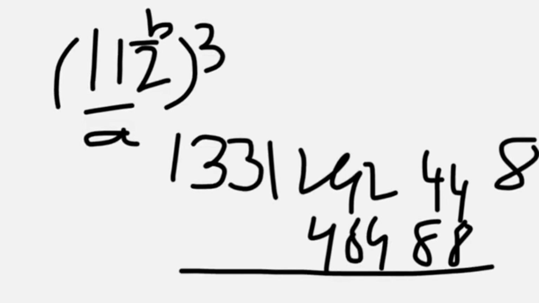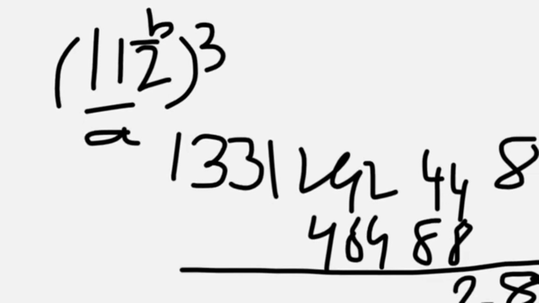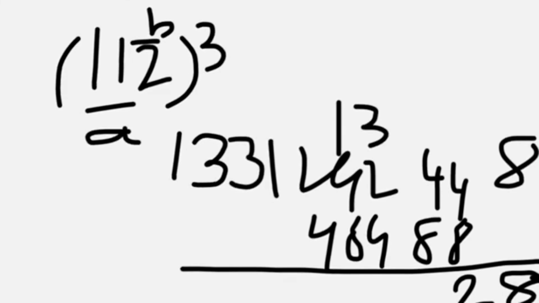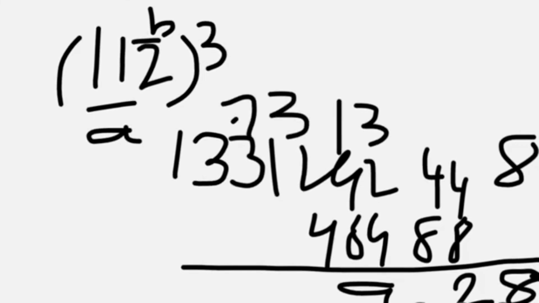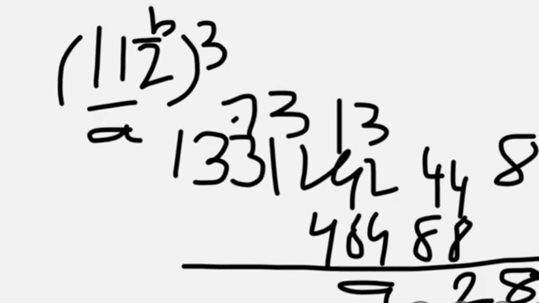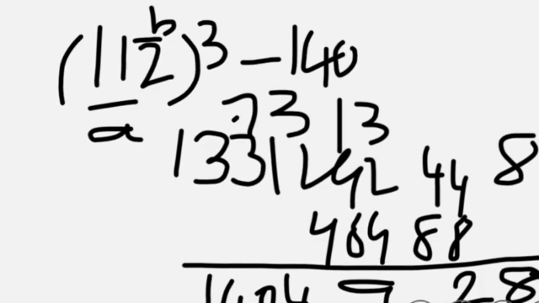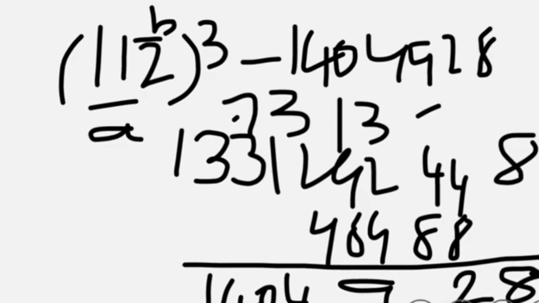Just add from the right, so 8, then 244 plus 88 in the sense 132. 132 means 13 is carried over to the next number. Next, 242 plus 13 plus 484 is 739. So 9, and 73 is carried over to the next number. So 1331 plus 73 is 1404. That's it. So 112 cube is 1404928. We did it easily. Practice more and more examples like this.